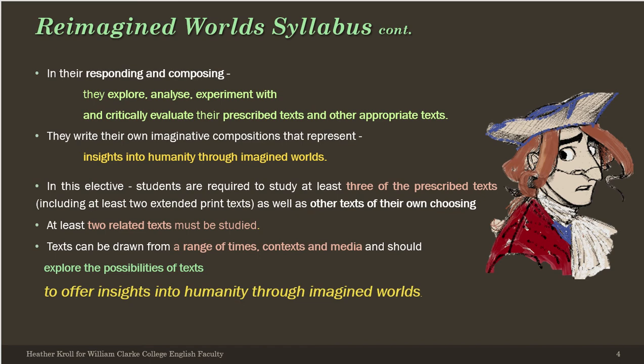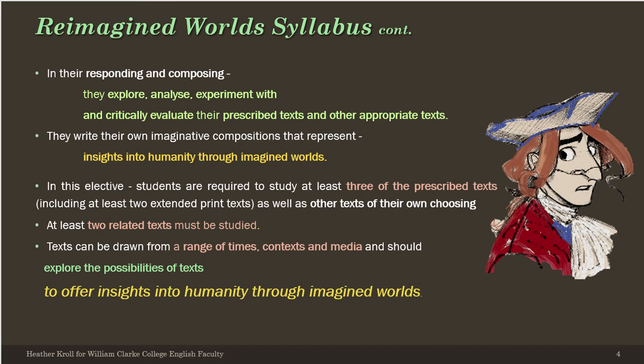In this elective, students are required to study at least 3 of the prescribed texts, including at least 2 extended print texts, as well as other texts of their own choosing. And at least 2 related texts must be studied. I'm going to reiterate that. 2 related texts must be studied and analysed. So those are 2 texts of your own choosing and 3 texts that we will study in this course.